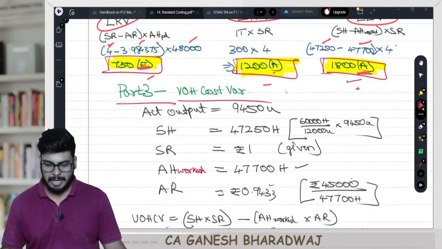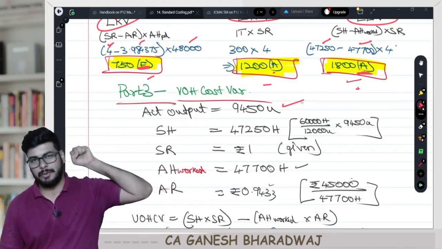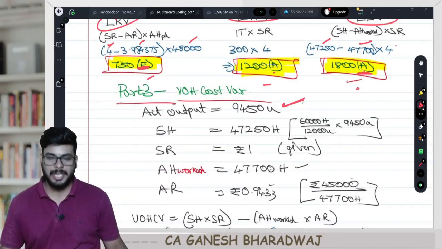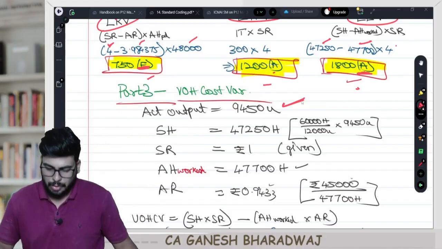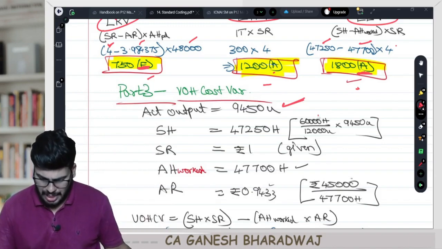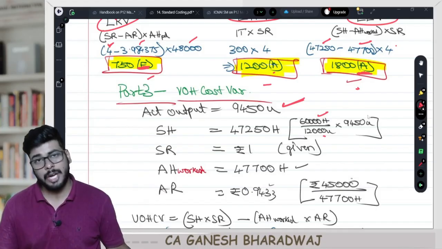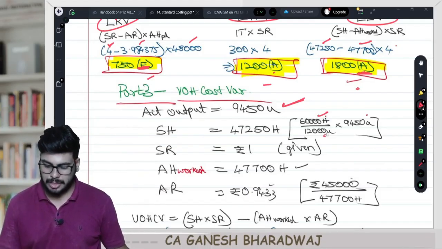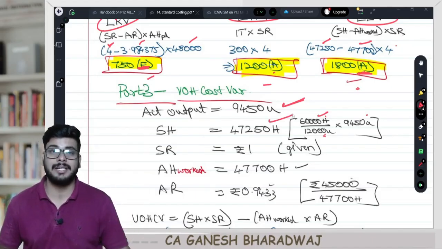Now for the purpose of variable overhead, once again, we know the actual output by consuming the variable overhead. How many units were produced? 9,450. Clear with this, guys? So what do you need? You need standard hours, standard rate, actual hours, and actual rate. So now what is the standard hours? Similar calculation. They had given you were allowed to take 60,000 hours to produce 12,000 units. How many hours you were allowed to take for achieving the actual output of 9,450? So 60,000 divided by 12,000 into 9,450, you get 47,250 is the standard hours that you are allowed to take.